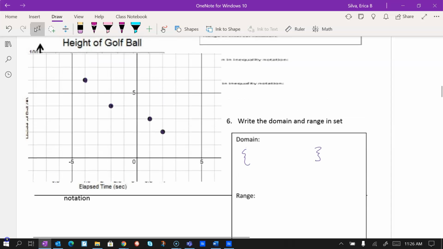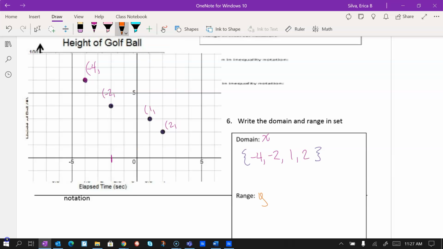So we look at our x values because we're finding the domain, and the x value for this point is at -4. The x value for this point is at -2. The x value for this point is at +1, and the x value for this point is at +2. So the x values that we're using for this function are -4, -2, 1, and 2.